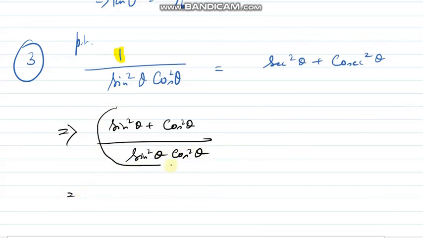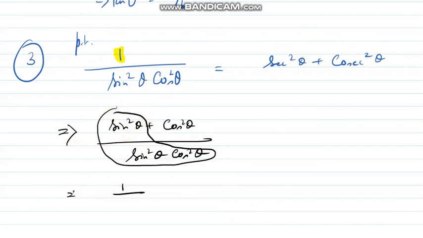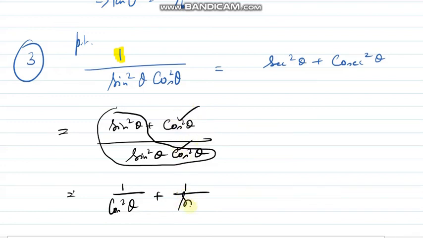So this divided by this, if I do, sin square theta cancels out, hence I will get 1 divided by cos square theta, plus this divided by this, cos square theta cancels out, that is 1 divided by sin square theta. 1 divided by cos square theta is sec square theta, 1 divided by sin square theta is cosec square theta. So proof done. From identities you can have more than 200 sums.